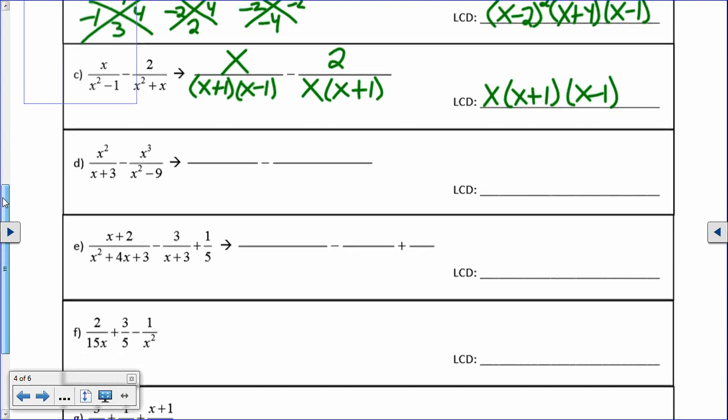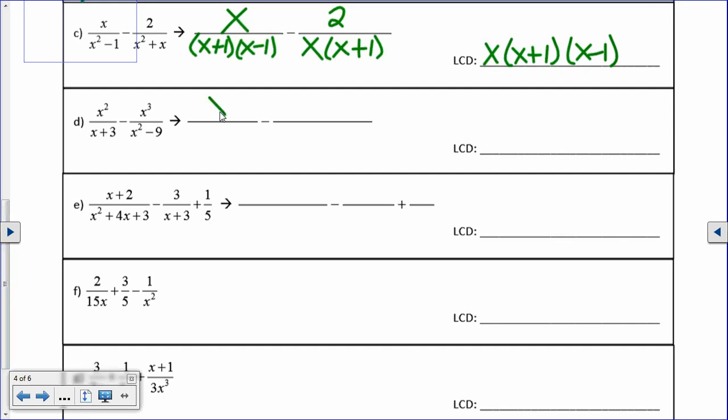Alright, what about this guy? Leave the tops alone. Factor the bottom. Can I factor the denominator of the first fraction? No? What would I do? Yeah, don't change it, right? You just write it down. Can't factor it, just leave it be. Okay, what about the next one?